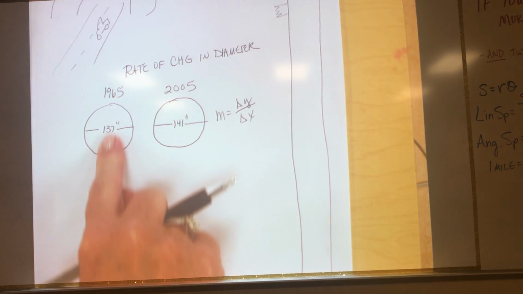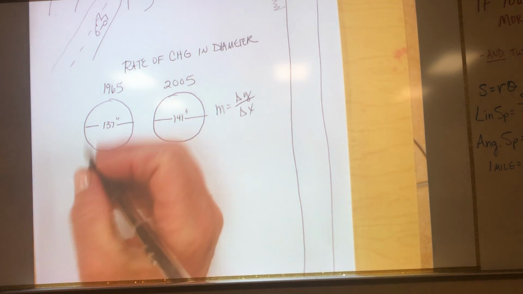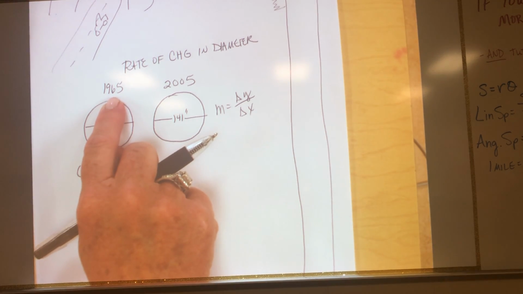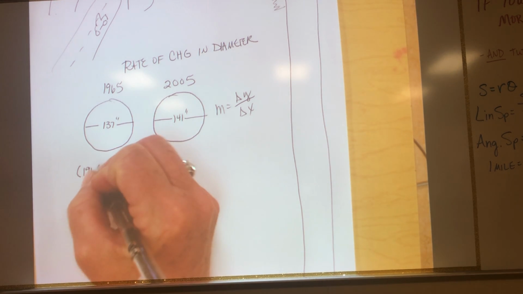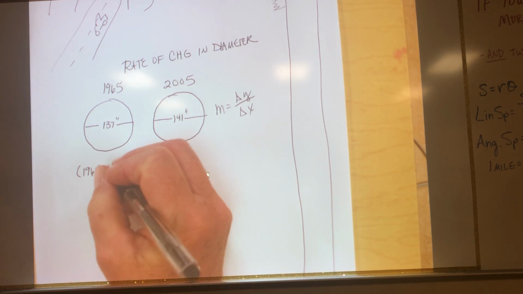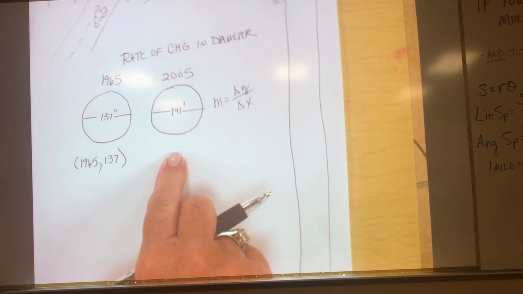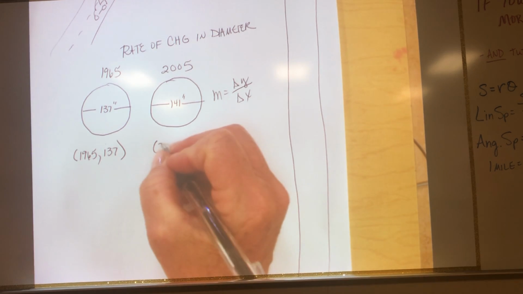Could I represent this information right here as an x and a y? Who would be my x? The date. Y'all, anytime you have a choice, time is going to be your x, okay? So the 1965 is going to be my x, and the 137 is going to be my y. All right, what's this point going to look like? 2005 and 141. Perfect.